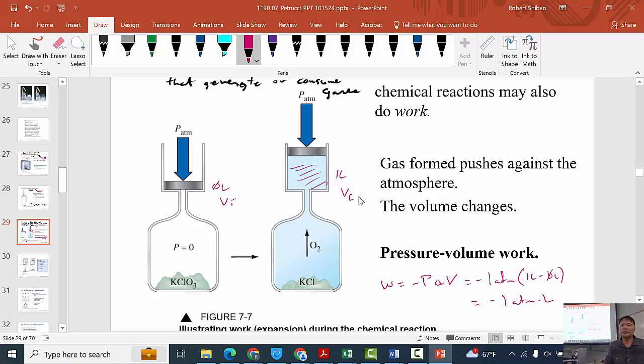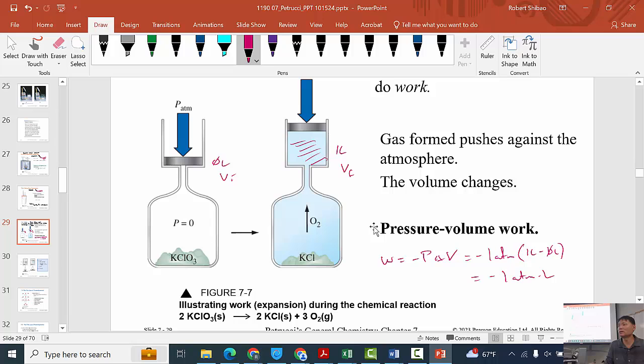Now, an atmosphere liter is a very strange unit, right? But an atmosphere liter is a unit of energy.